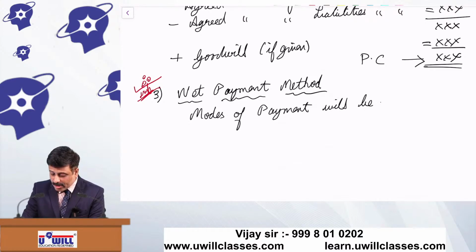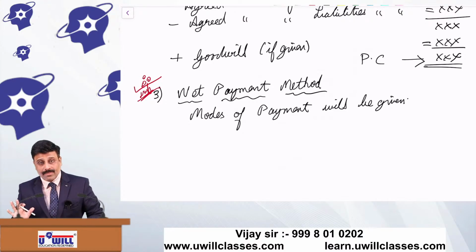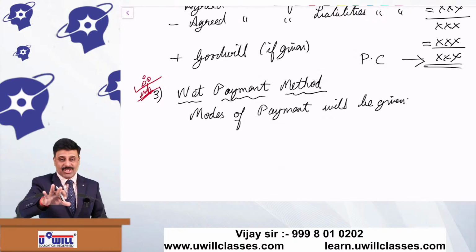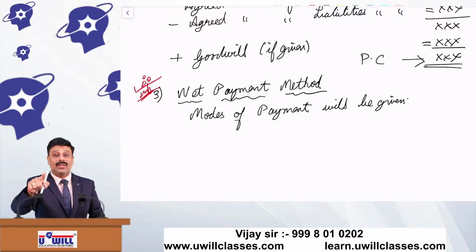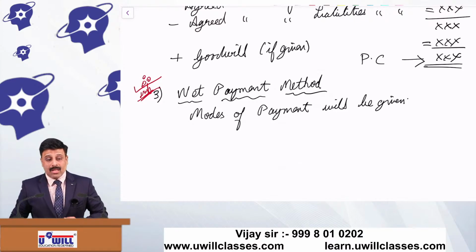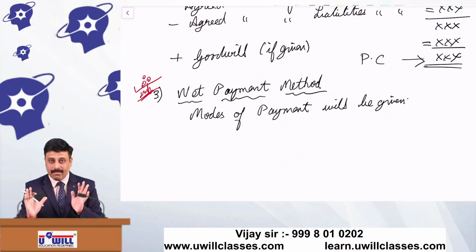It will be given to you that so much amount is paid in the form of equity shares, so much amount is paid in the form of preference shares, so much is paid in cash, and so much is paid even in debentures. I told you in the first session, if you are giving debentures to shareholders, then you include them in purchase consideration. So the total of all those payments will be the amount of purchase consideration as per net payment method.